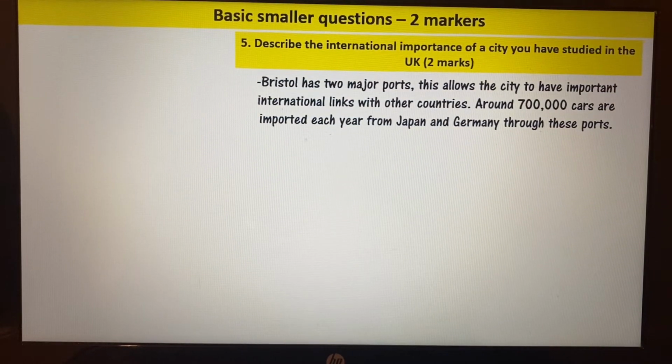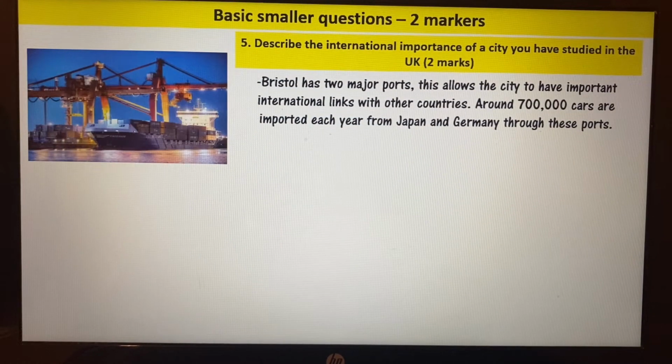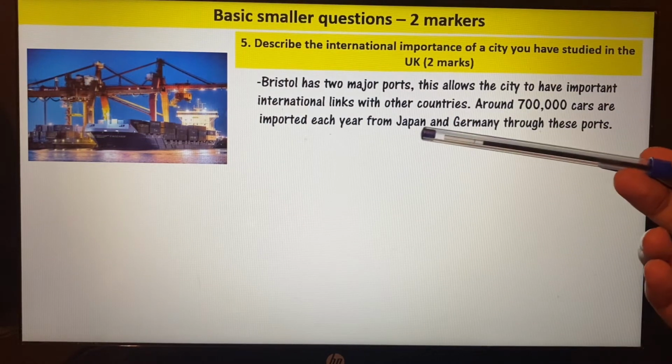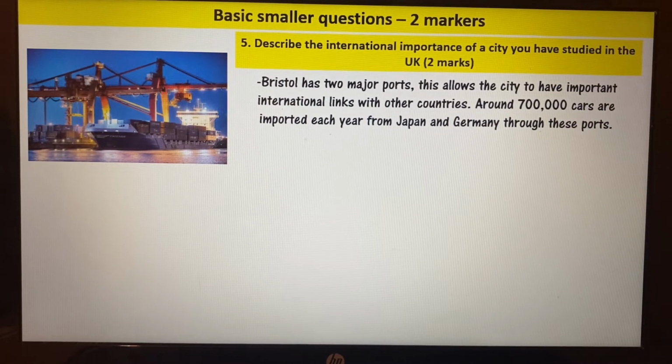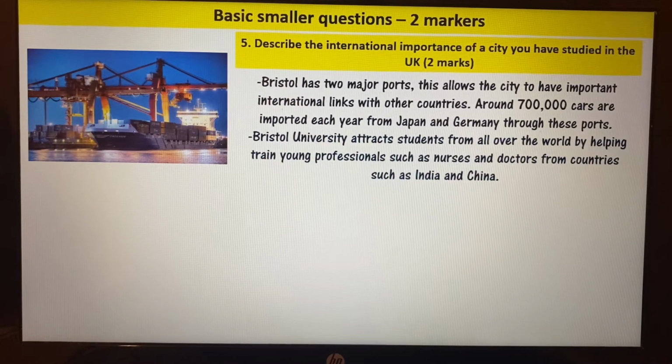Bristol, remember, has two major ports. And in terms of major ports, you could easily say that this builds on international relationships, let's say, for example, with Germany and Japan, where they import over 700,000 cars. We've also got Bristol University that attracts students from all around the world, let's say including China and India, and that obviously develops that international relationship again.